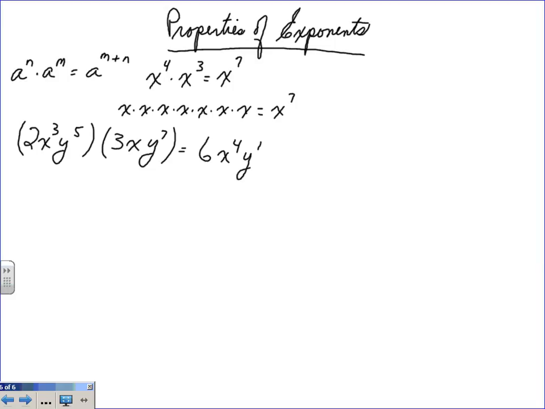Yeah, I don't even know what we're doing. All right, let me go back over this now. What we're doing is I'm multiplying this times this. And 2 times 3 is 6, correct? That's where I got the 6 from. So 6x, and x to the third times x gives me x to the fourth, adding the exponents, just like I did up here. And y to the fifth times y to the seventh is y to the 12th, adding the exponents.